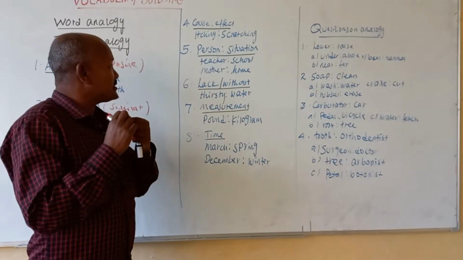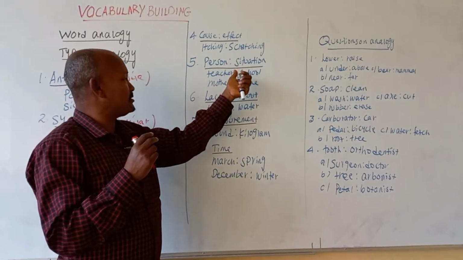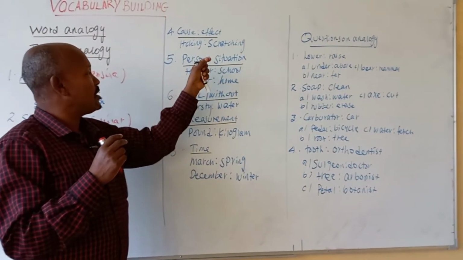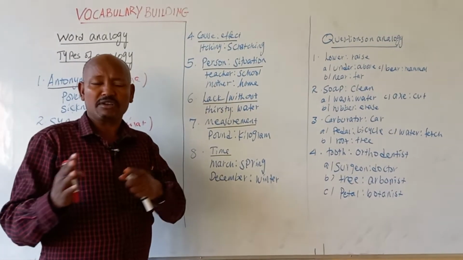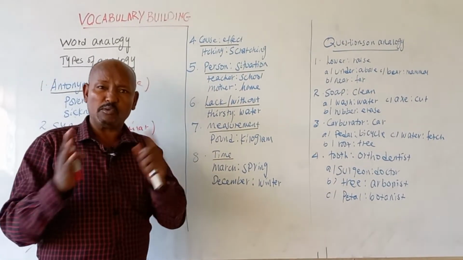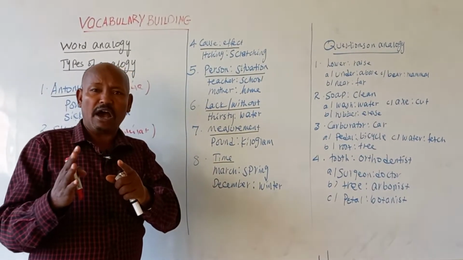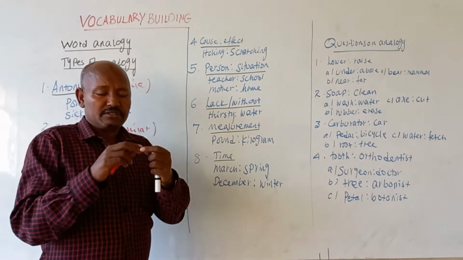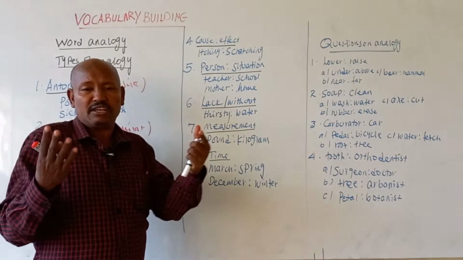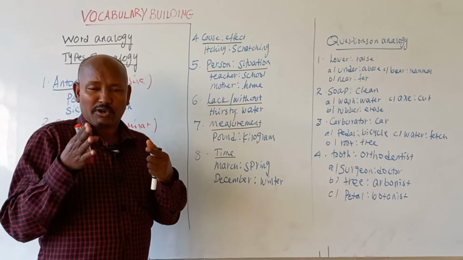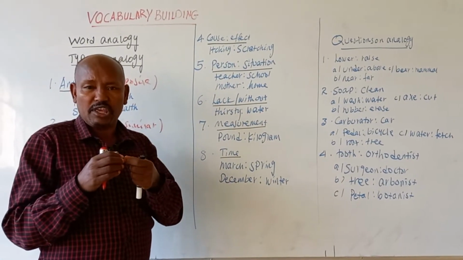The fifth one is person and situation. Where does a person live? Where does a person work? Where does a person sit? Situation is a type of context which is directly related to a person or human being.